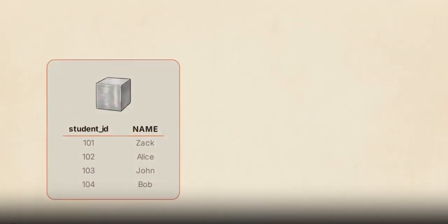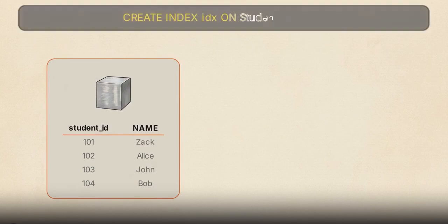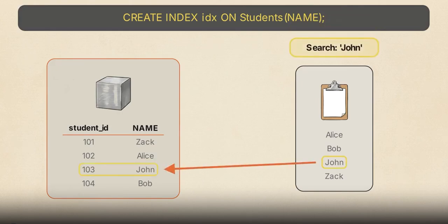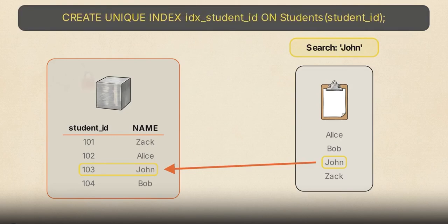Typing the create index command for the name column creates a separate, smaller reference column that lists names alphabetically. Now, searching for John skips scanning the whole table. It instantly jumps to the J section, following a direct arrow straight to John's exact row. Using create unique index on the student ID column gives the database a strict rule: actively block duplicates. If a duplicate ID is entered, the index flashes a lock icon and rejects it, keeping data clean.